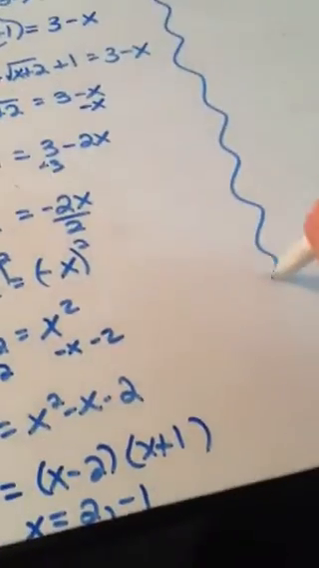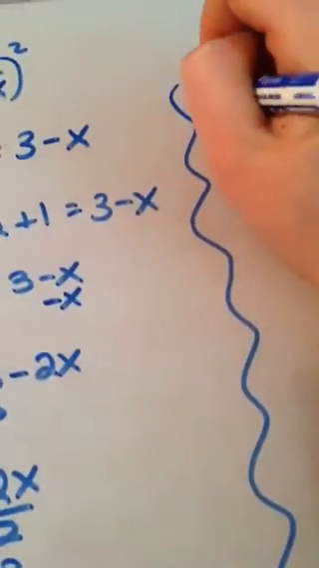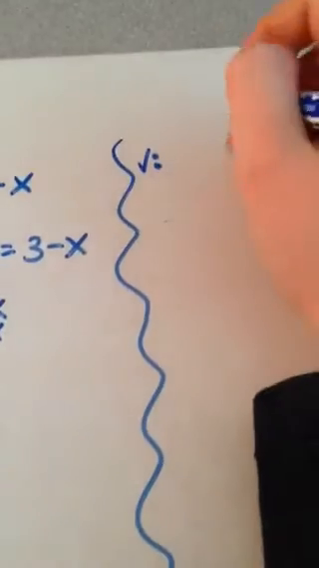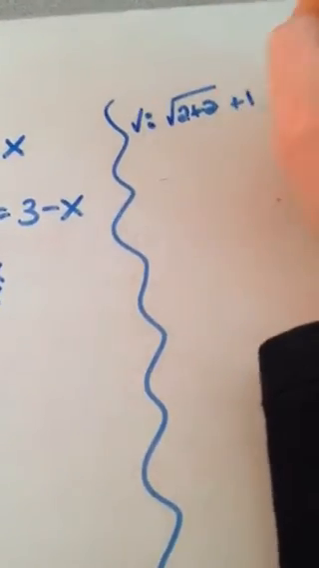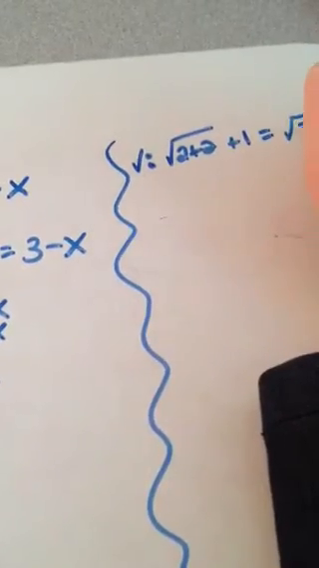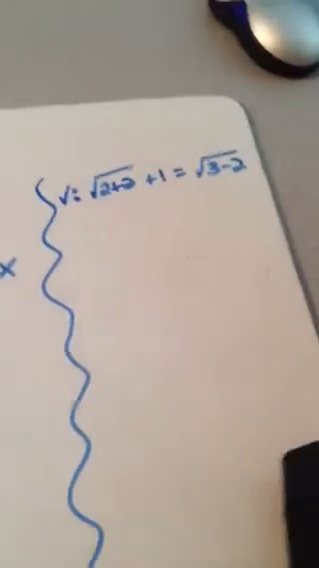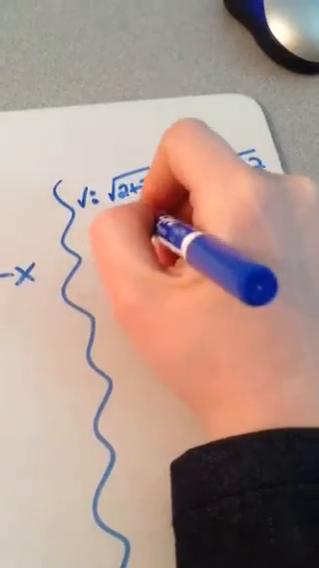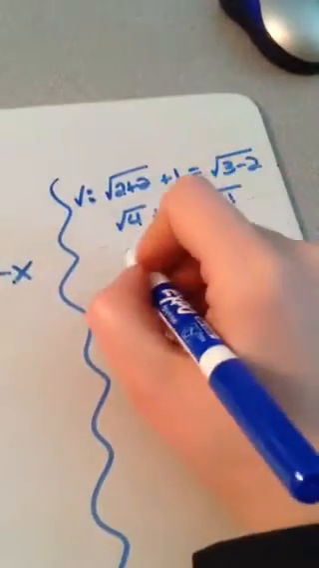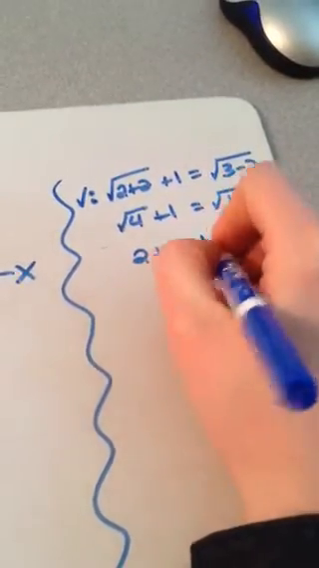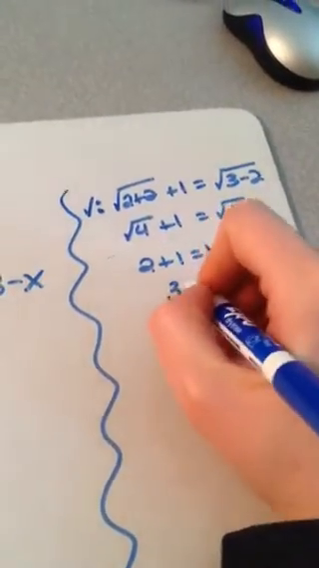But I need to check my work. Okay, so I'm going to take first my answer of 2, and I'm going to plug it back in to my original equation. So let's see. Is the square root of 2 plus 2 plus 1 equal to the square root of 3 minus 2? Is the square root of 4 plus 1 equal to the square root of 1? So is 2 plus 1 equal to 1? No.